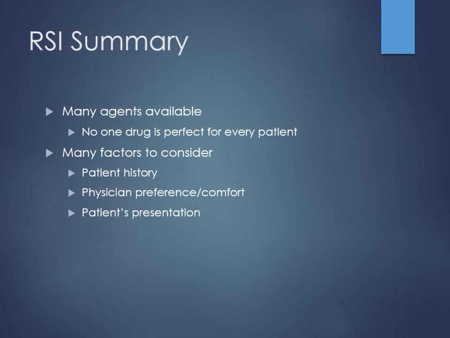So as a summary for RSI, there's lots of different agents that are going to be available here. No one drug is going to be perfect for every single patient. So you need to look at contraindications, you need to look at side effects, you need to think about who's going to be best. So again, I'll ask questions like that on the test where you say, hey, patient's coming in secondary to traumatic brain injury, what's going to be good for pretreatment? You might say lidocaine, atropine, naloxone, something else, right?